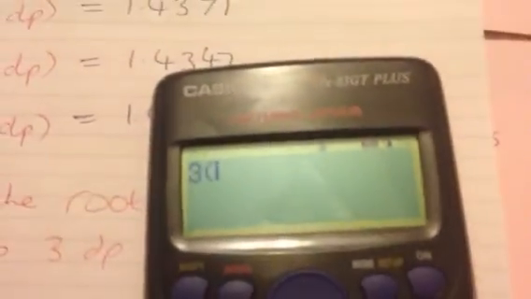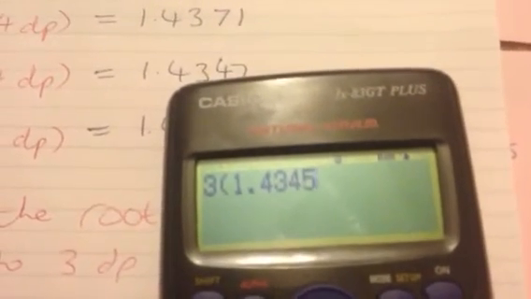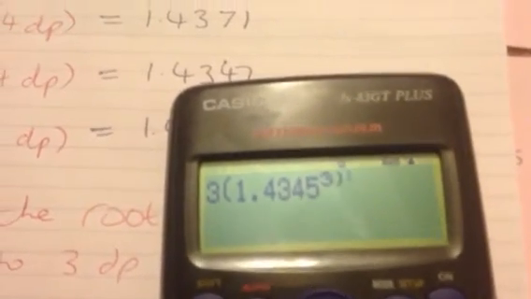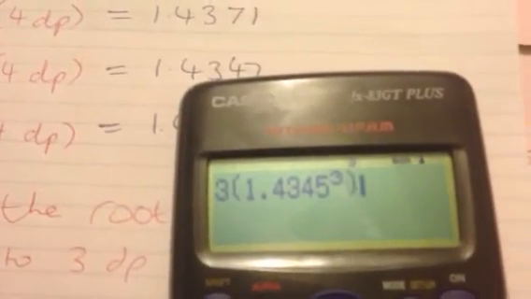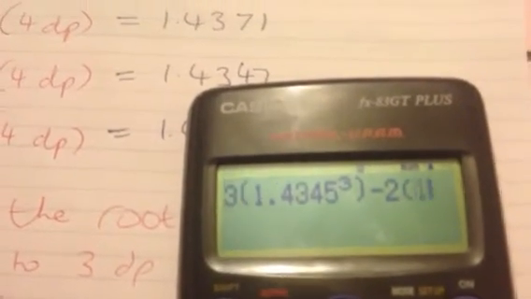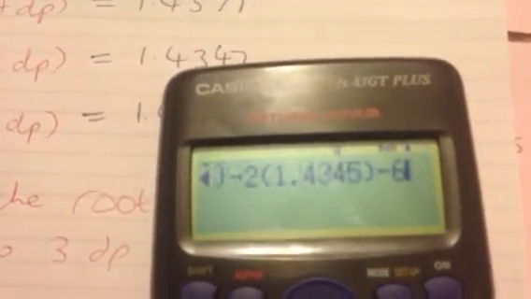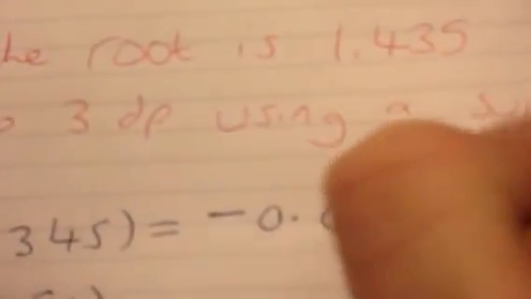So I'm going to put in 1.4345 into the original equation. So let's go back to trusty calculator here. So 1.4345 cubed. Don't really need the brackets. Take away 2 lots of 1.4345. Take away 6. And I get minus 0.013. Now you can see how close it is to the root there, because it's really close to 0. So 1.4345 is really close to the root.